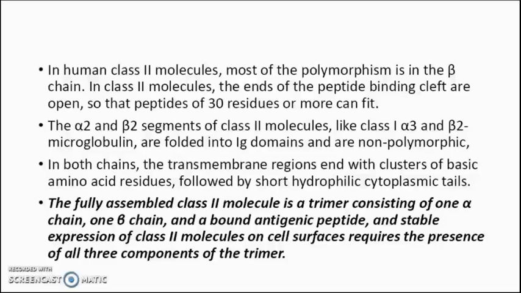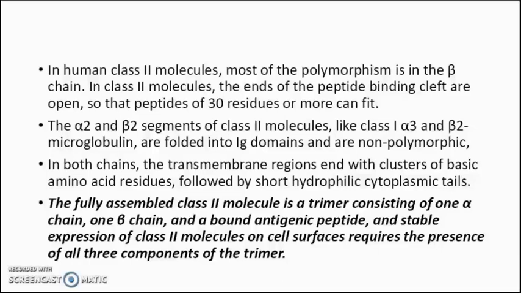more can fit. The alpha 2 and beta 2 segments of class 2 molecules, like class 1 alpha 3 and beta 2 microglobulin, are folded into immunoglobulin domains and are non-polymorphic. In both chains, the transmembrane region ends with a cluster of basic amino acid residues, followed by a short hydrophilic cytoplasmic tail.